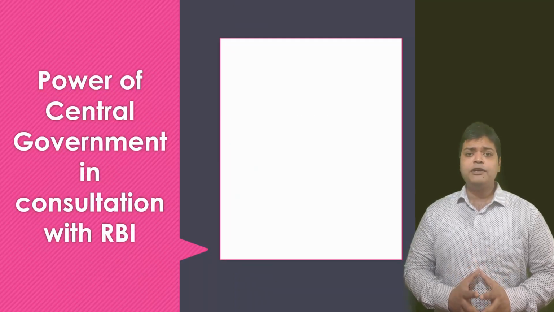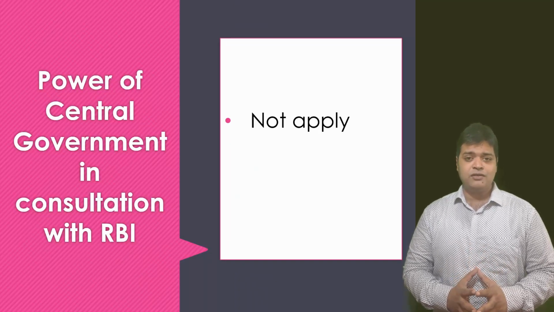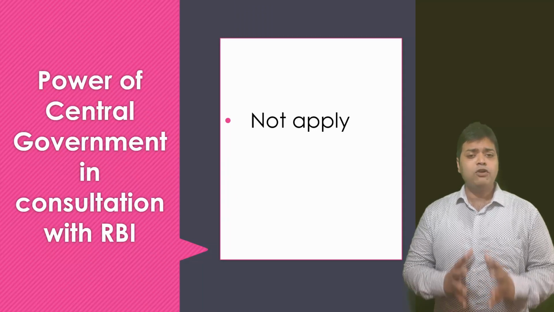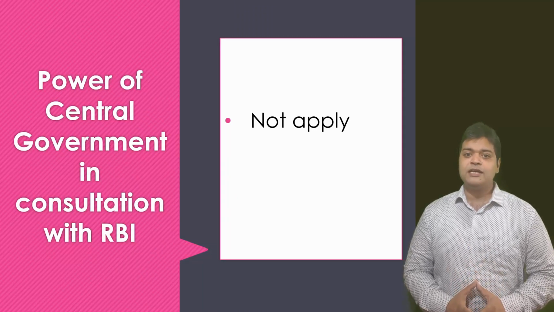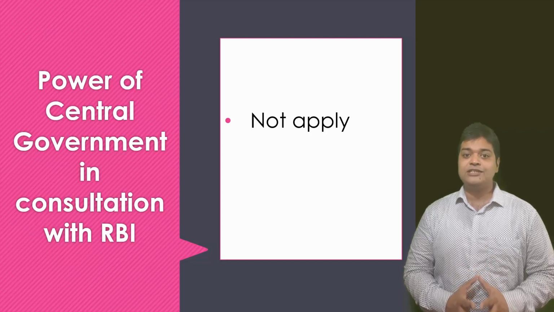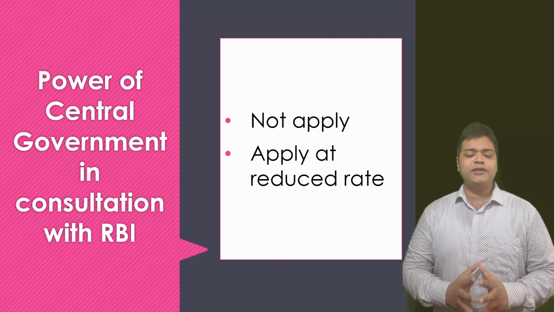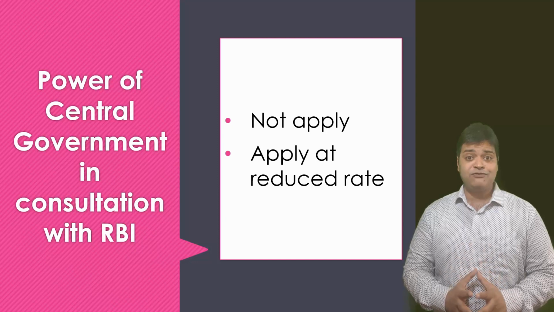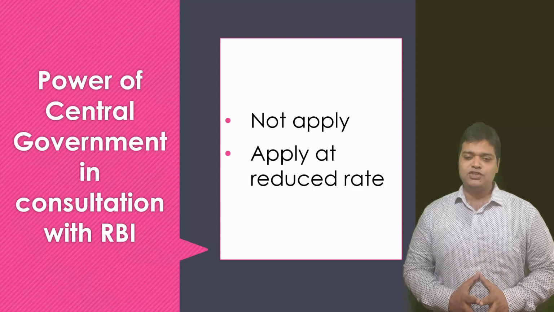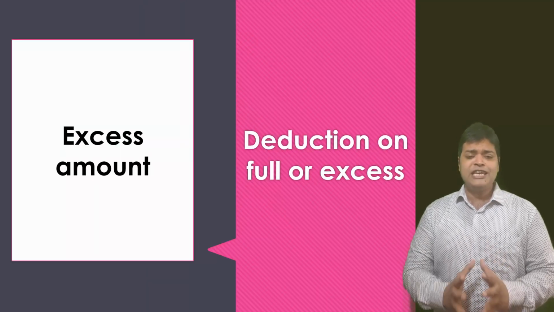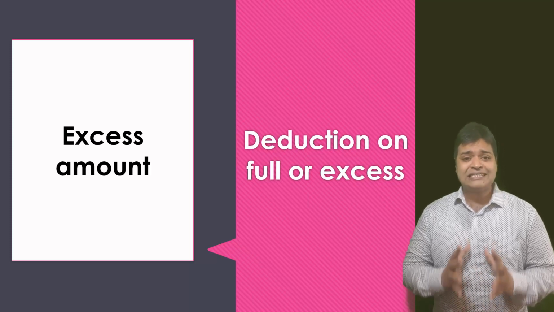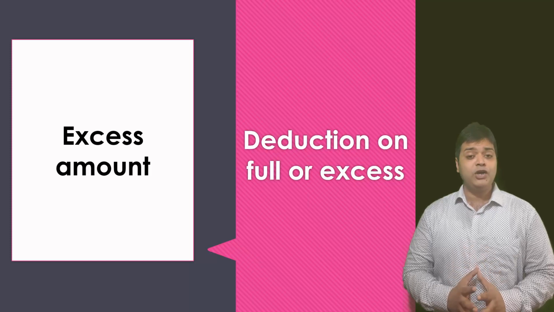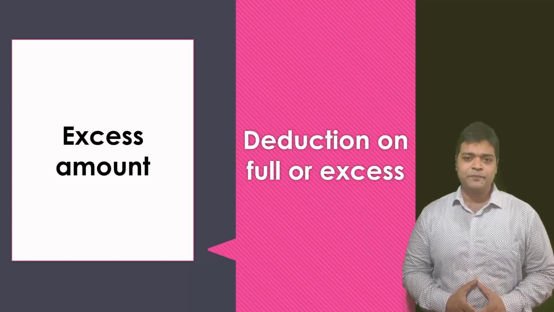Besides, the central government may specify in consultation with the Reserve Bank of India by notification in the official gazette the recipients in whose case the provisions of this section shall not apply or apply at a reduced rate if such recipient satisfies the conditions specified in such notification. One very important thing is that TDS shall be deducted on the amount exceeding rupees 20 lakhs or rupees 1 crore as the case may be.